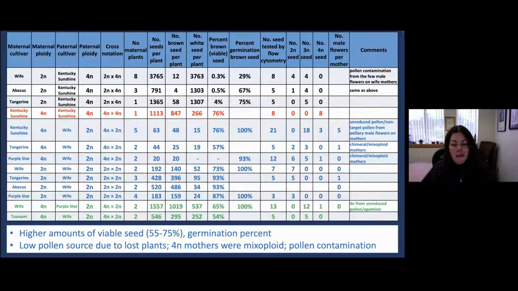After that failed, which was a disappointment for sure, we tried the reciprocal. We had Kentucky Sunshine, Tangerine and Purple Star tetraploid parents. Purple Star is an autoflowering type. It is a small plant in the greenhouse. And we used Wife feminized pollen, diploid. We had a couple of plants of each. We had much higher percent viable seed, 76% viable seed, 57%, and we had 73% viable seed on the diploid by diploid control.